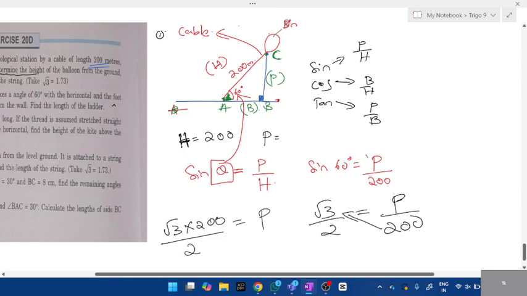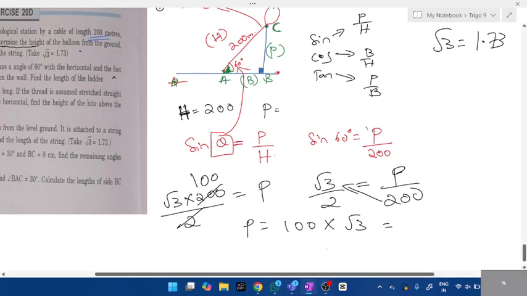2 ones are 2, hundreds are. What's the answer? P is equal to 100 into root 3. And the root 3 value, they'll give it in the question. Root 3 value is 1.73. Can you see they've given 1.73 in the question? Yes. So 100 into 1.73.